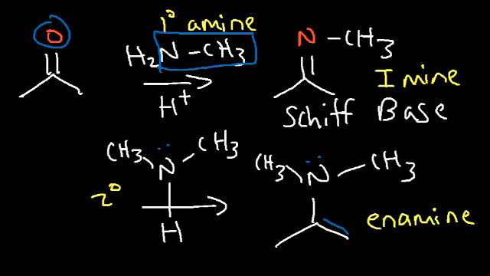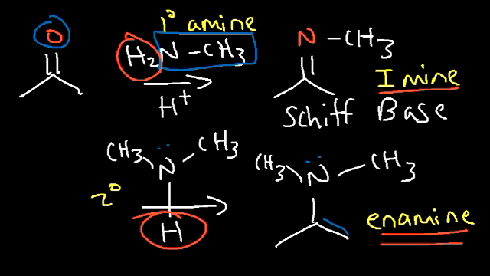So if the nitrogen has at least two hydrogens attached to it, you're going to get the imine. If it only has one hydrogen, then you're going to get the enamine as the product.